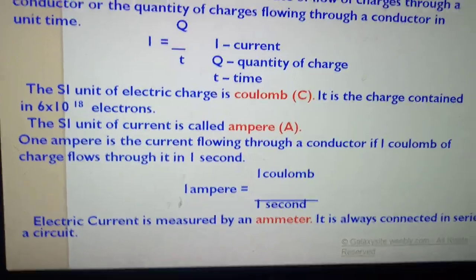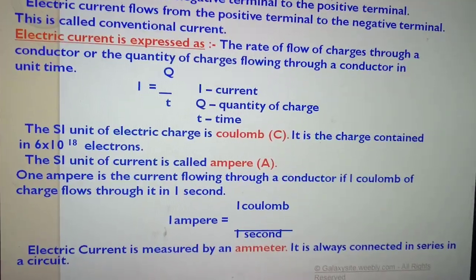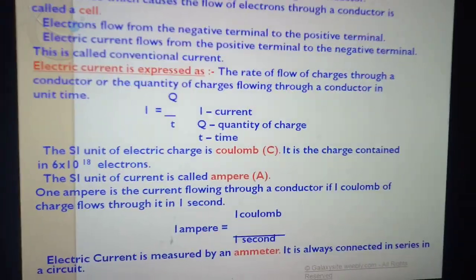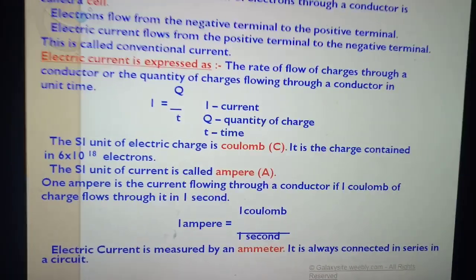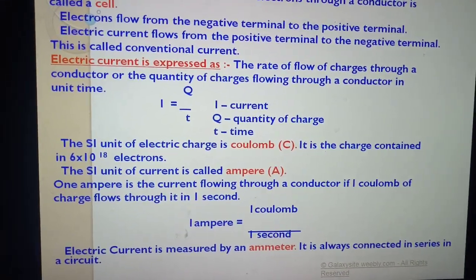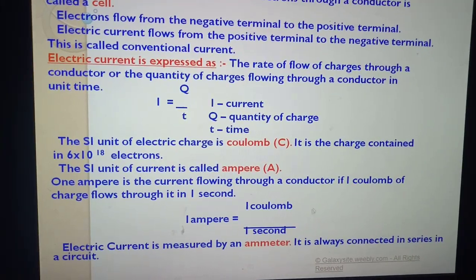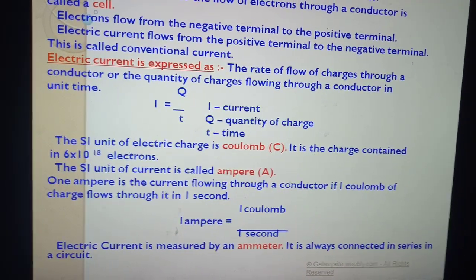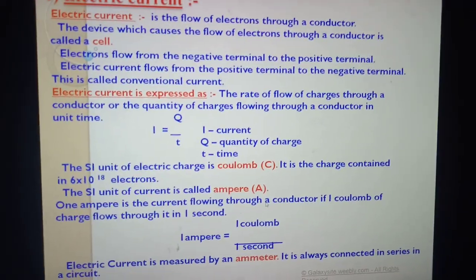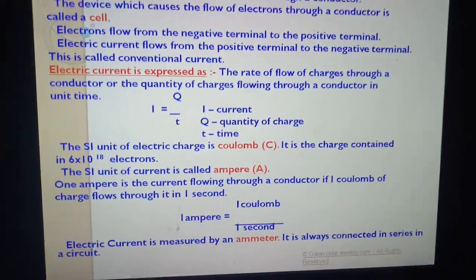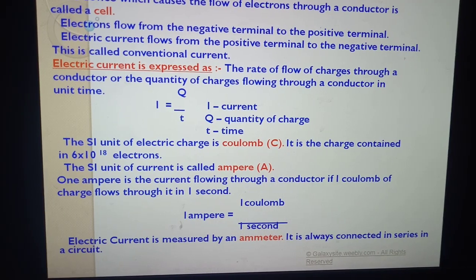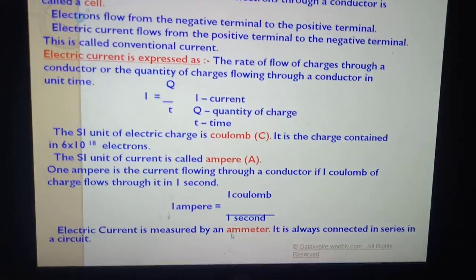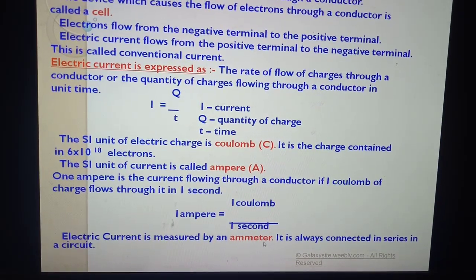Here again we can see the SI unit of charge is the coulomb, and the number of electrons contained in 1 coulomb of charge is 6.25 into 10 raised to power 18. The SI unit of current is the ampere, and 1 ampere is 1 coulomb of charge flowing through a conductor in 1 second, as we already discussed. Now how is the current measured? The current is measured with the help of an ammeter.